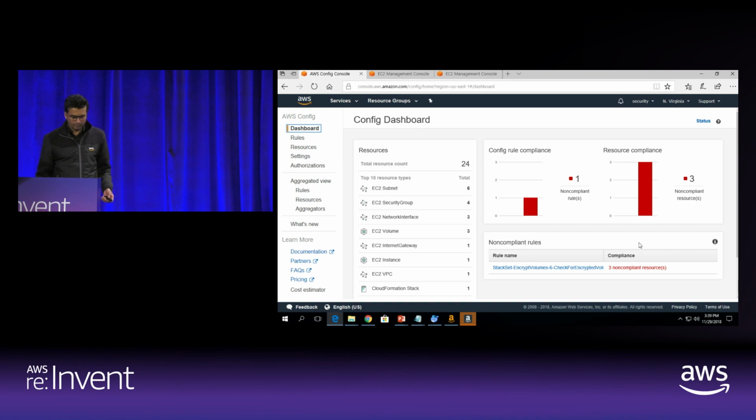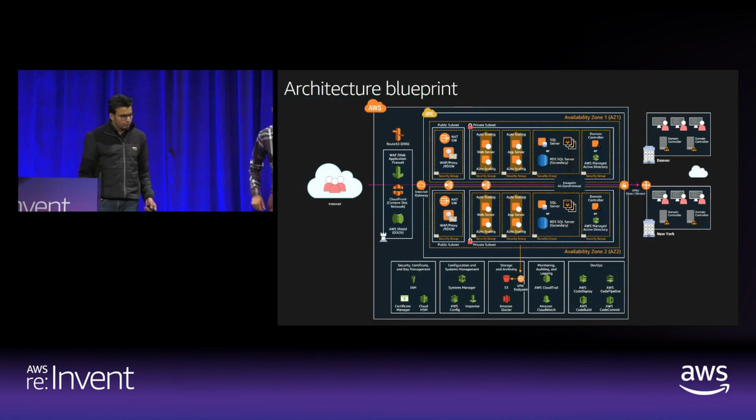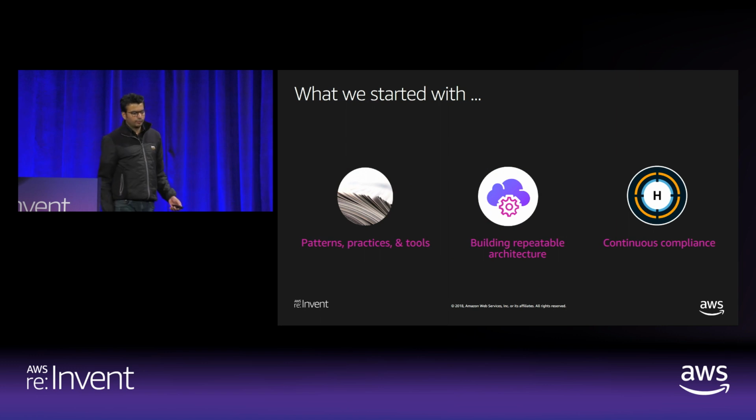Now, what we started with is giving you patterns, practices, and tools, building repeatable architectures, and continuous compliance. That's the promise that we made, right? We'll give you patterns, practices, and tools for migrating Windows applications to AWS, how you can build repeatable architectures with CloudFormation or Systems Manager, and use continuous compliance using our landing zone solution.